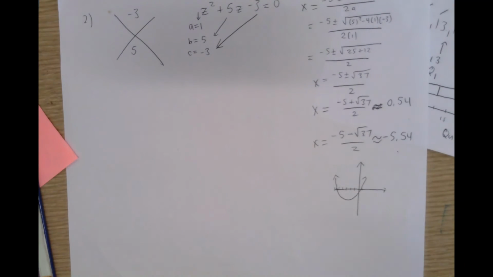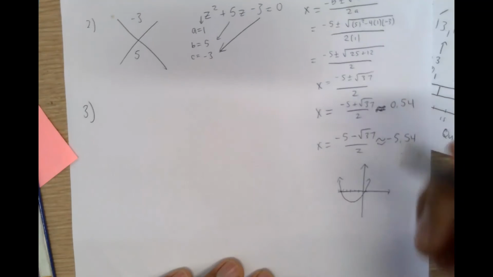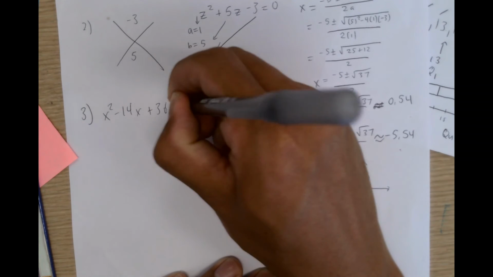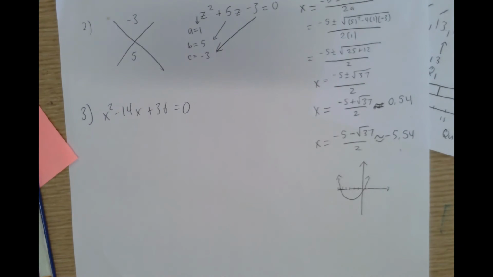Okay, number 3. Number 3 is x squared minus 14x plus 36 equals 0. I'm just going to go right off the bat and say that this one, even though it looks like you can factor it, factoring doesn't work. You're completely stumped, right? If you spend more than a minute trying to factor it, it's probably not going to work.